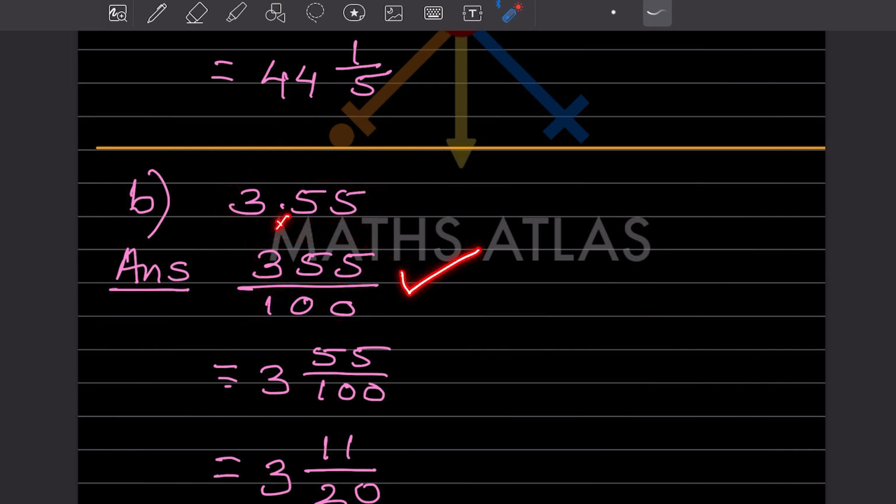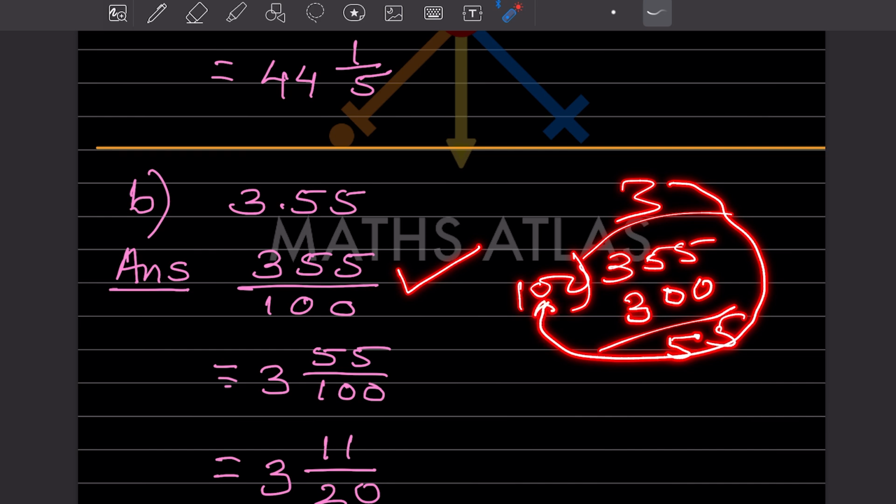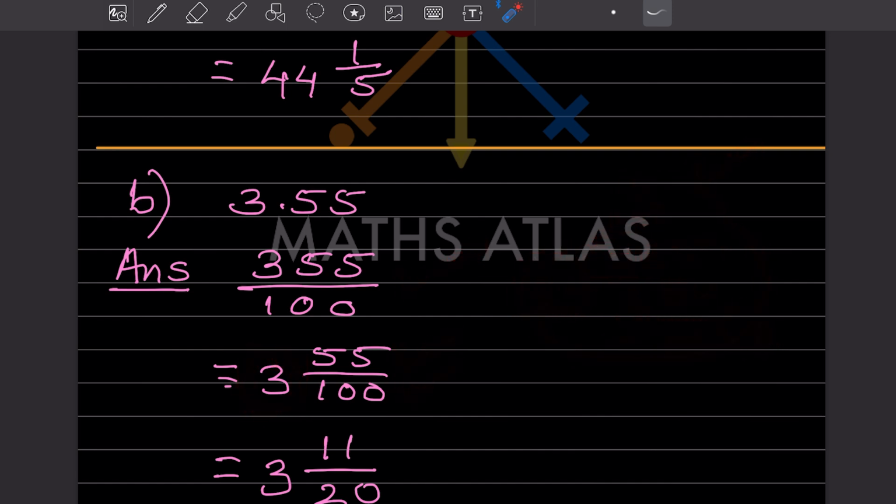Now concentrate on this one. Again we are going to simplify. 355 divided by 100. 100 threes are 300 and this is going to be 55. Now look here, we'll go like this. This is the whole number, which is written over here. The remainder will be in the numerator and this 100 is going to go in the denominator. So this 3 will be as it is. Now again we can simplify this.